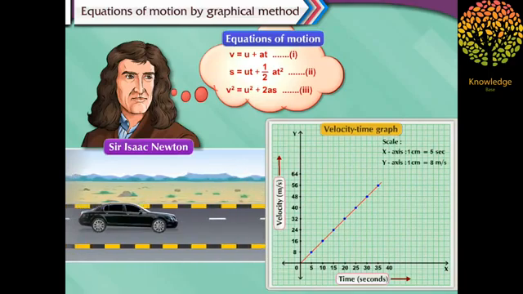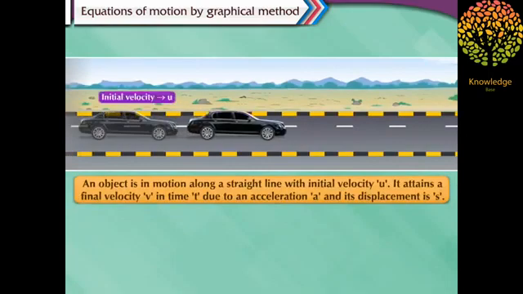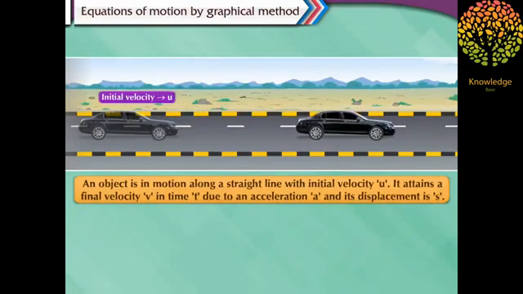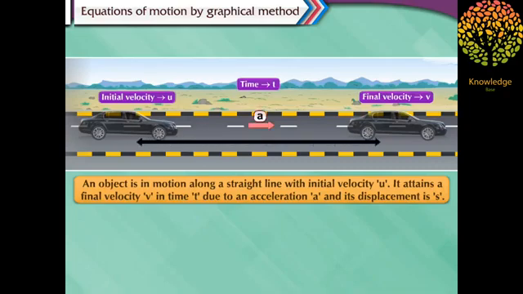An object is in motion along a straight line with initial velocity u. It attains a final velocity v in time t due to an acceleration a. Its displacement is s. Thus, the 3 equations of motion can be written as final velocity v equals initial velocity u plus acceleration a into time t. This is the relation between velocity and time.